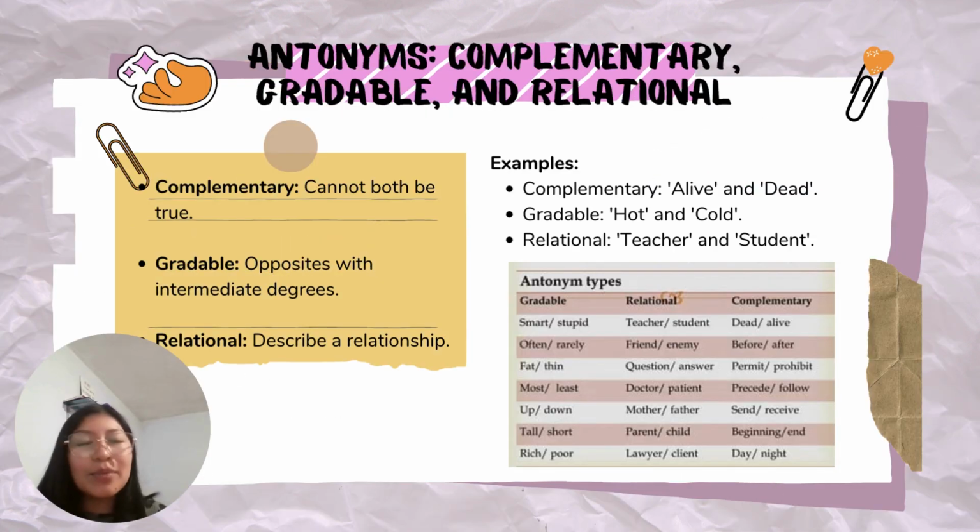Antonyms can be complementary, gradable, or relational. Complementary antonyms are terms that cannot both be true at the same time. For example, like "alive" and "dead." Gradable antonyms have intermediate degrees. For example, like "hot" and "cold." And relational antonyms describe a relationship. For example, like "teacher" and "student."